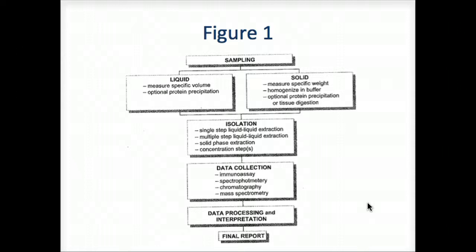This figure represents the analytical overview of a forensic toxicology case. In this chapter, we will be considering sampling and aliquoting, and the first step in isolating drugs from body fluids and tissues. And you can see sampling and aliquoting is right up here at the top, and then it mentions liquid and solid samples, and then we have to isolate the sample. Data collection comes next from various analytical techniques, and then data processing and interpretation must be done in order to tell anything from the data that's been collected, and then final report.